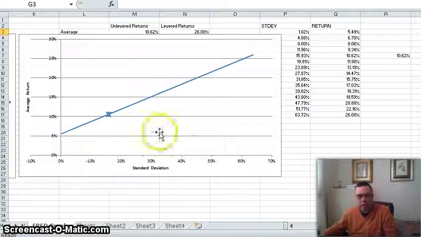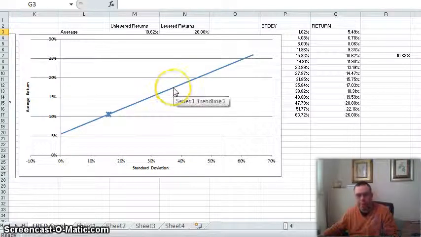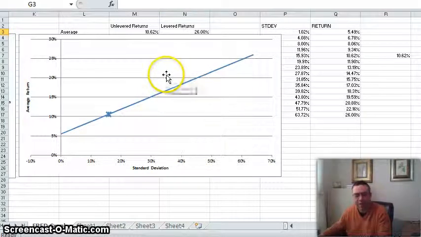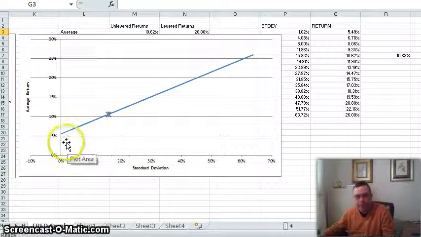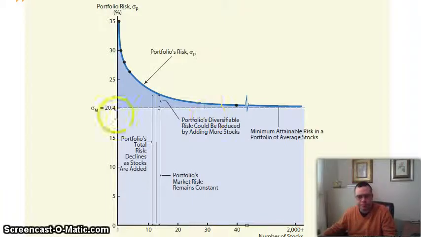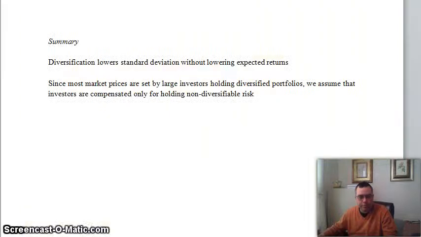So you can take more risk and get more return, but for your risk, you can't get any more return than that. That means you've fully diversified. You've got yourself to your minimum standard deviation that's possible. And now let's go back to our notes here.